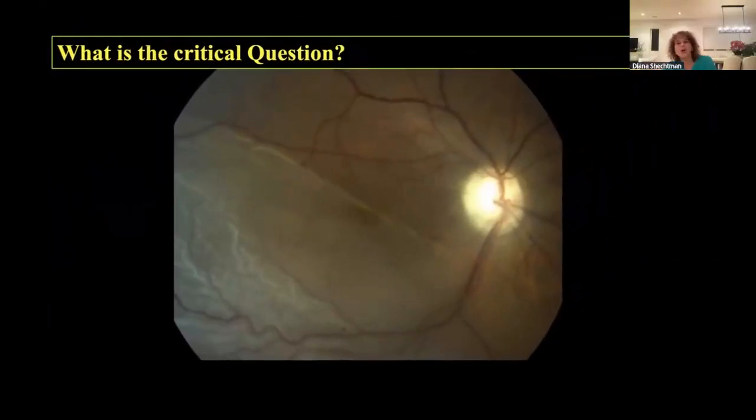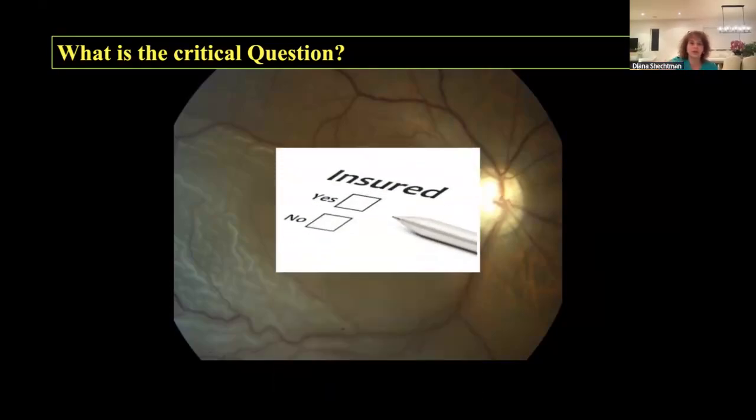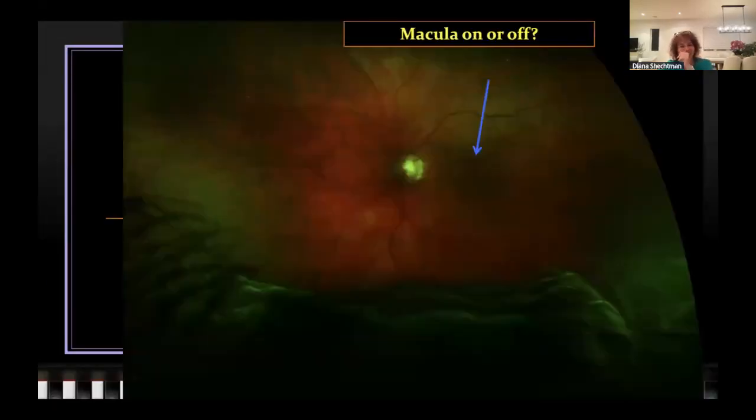What's the critical question when you call my office at 4 o'clock and you want this to be seen by my retinal surgeon? I'm sure everybody's got the right question. You're asking yourself, insurance, yes or no? It's incredibly important. No, truth be told, I actually do ask about insurance. That's almost my number one question at hand. But macula on or off, always important.